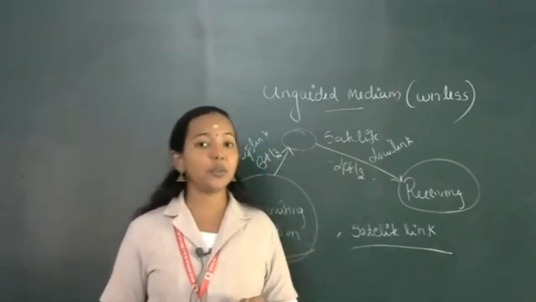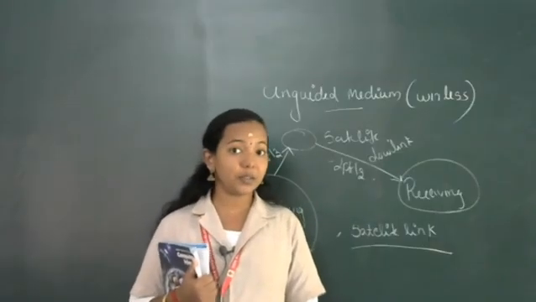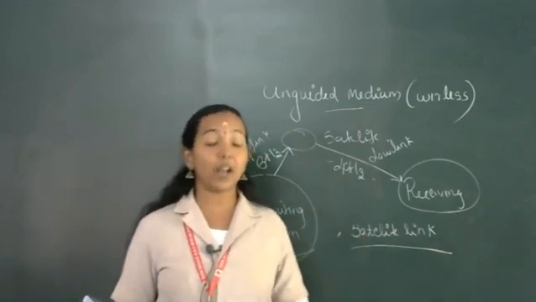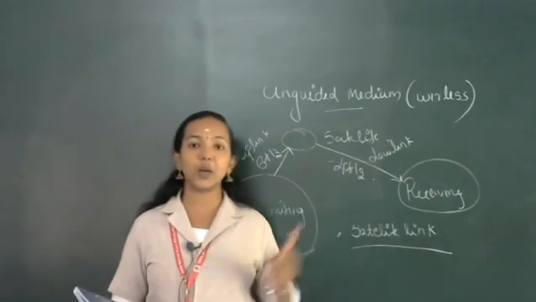Then you want to write one question in your notebook. Here the two questions are already given. You want to write the answers to the two questions in your notebook. It's a very important term, unguided medium. As an essay question you can expect this for your examination. Hope you understood the different aspects of unguided medium. Clear? Unguided medium is also known as wireless. For your examination, any kind of question will come, like explain unguided medium or explain wireless data communication. So two names you want to remember.